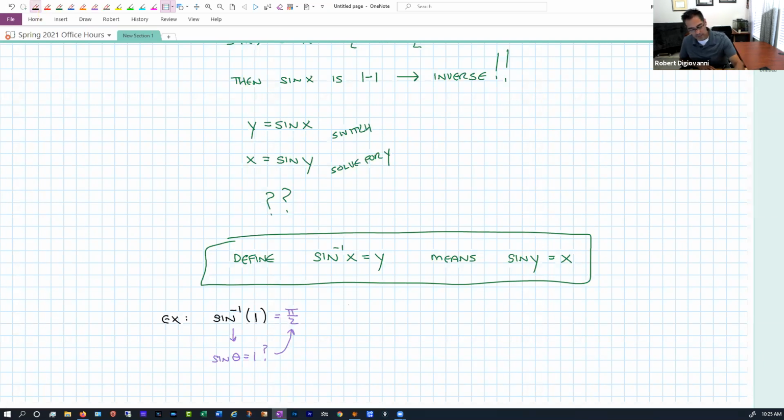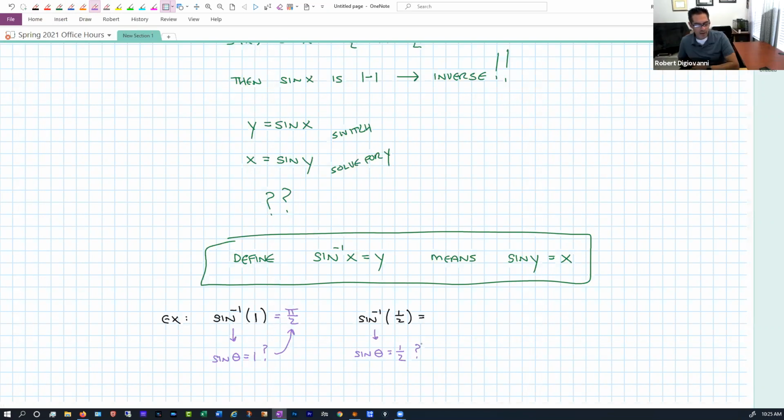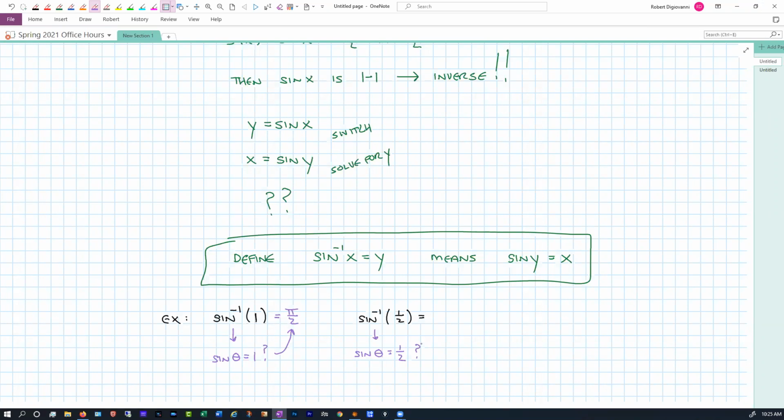Let me give you another one. What is the inverse sine of 1/2? So what this is asking you is sine of what angle equals 1/2? Someone want to tell me? Would that be pi over 4? Pi over 4? So how are you getting pi over 4? I just divided pi over 2 in half.